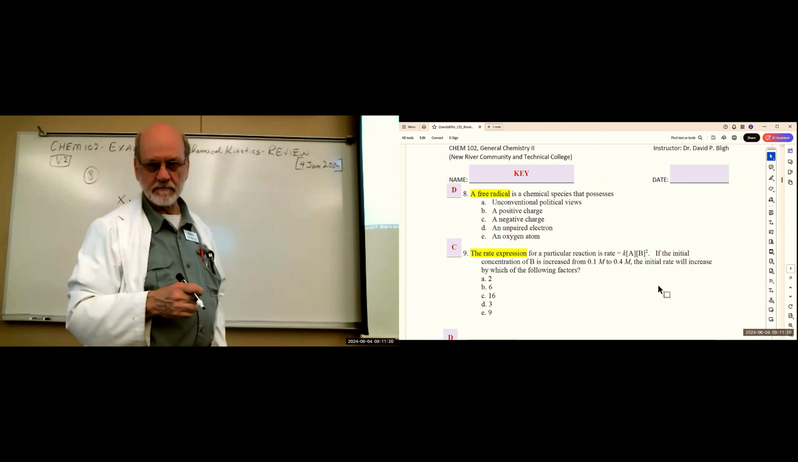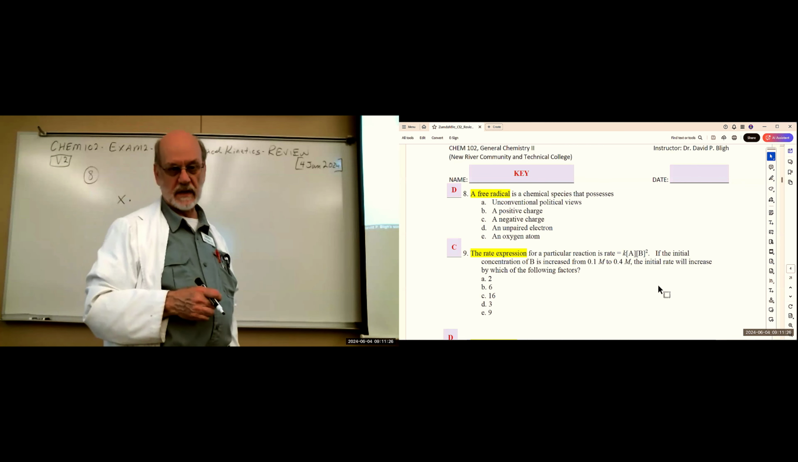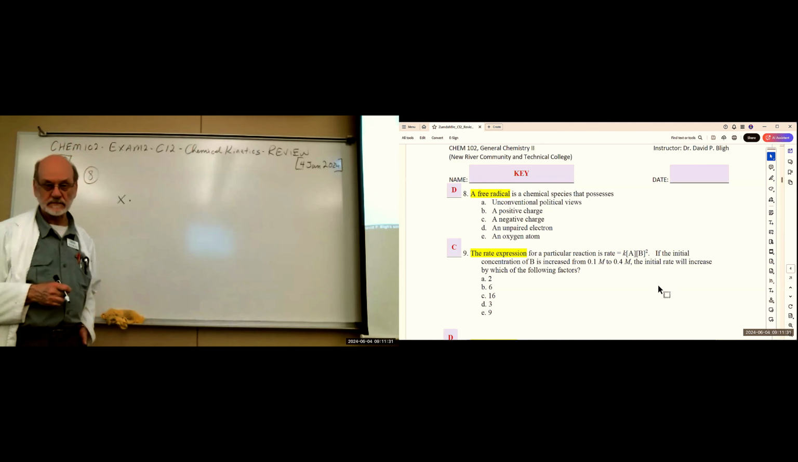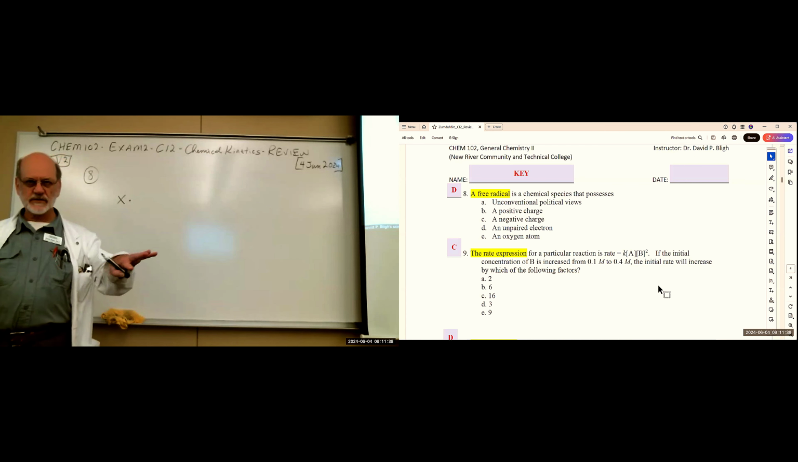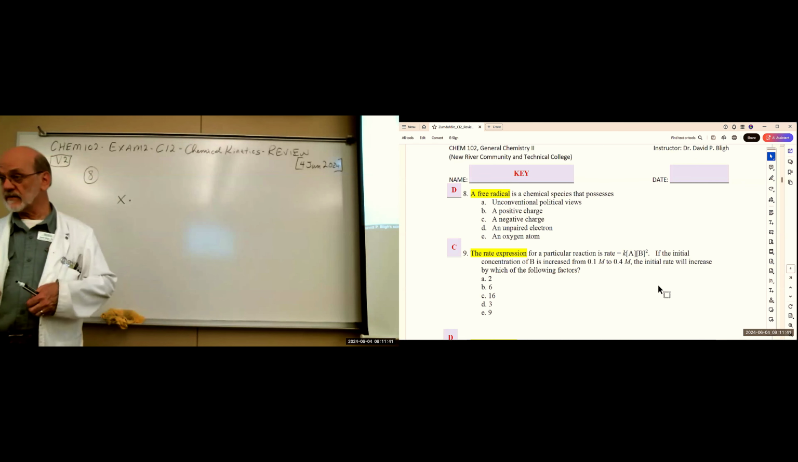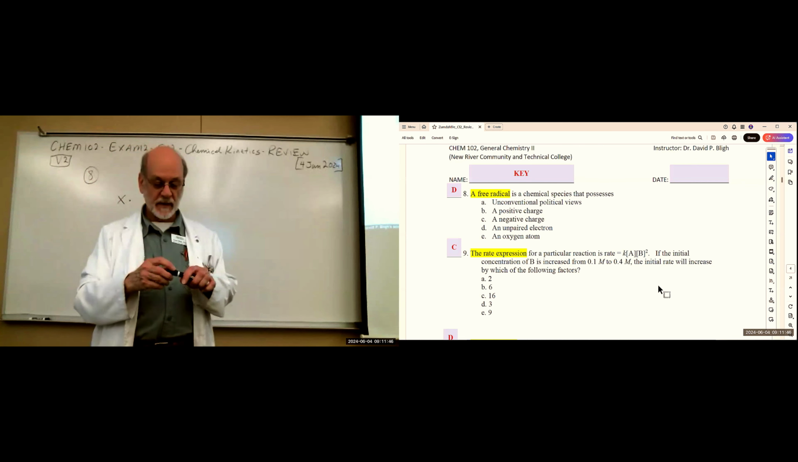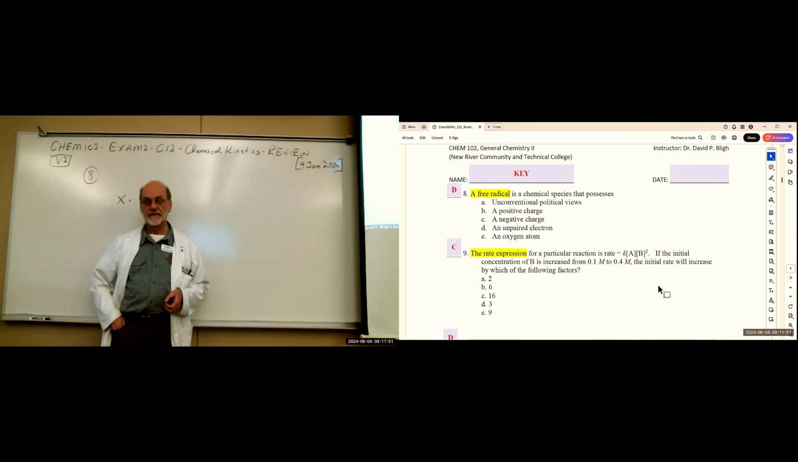So a free radical is a chemical species that possesses what? An unpaired electron, D. Free radicals are not too common on the surface of the earth. We get them in our bodies as a consequence of chemical reactions. And they're very reactive, so they can cause damage to a cell. The kind of damage you don't want is damage to your DNA.